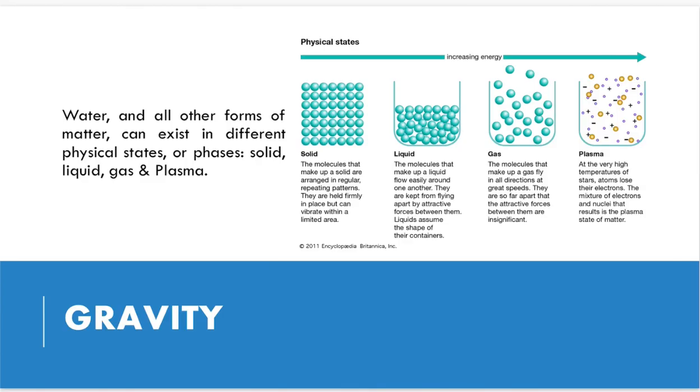Plasma, at the very high temperatures of stars, atoms lose their electrons. The mixtures of electrons and nuclei that result are the plasma state of matter.